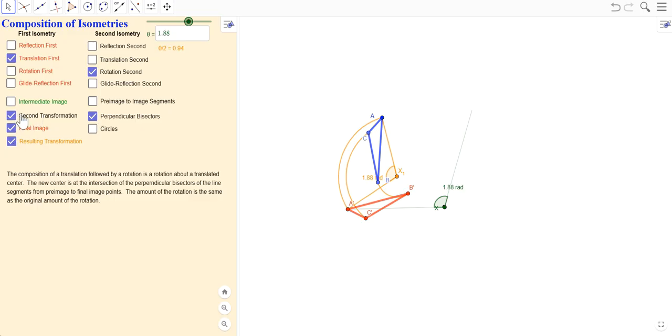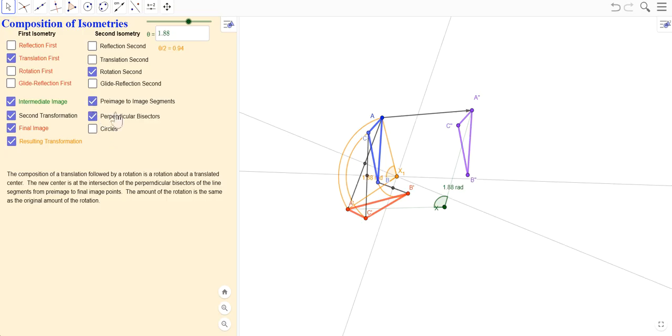And let's look again. And the center has been moved a little bit. But the center can be found once again by taking the pre-image to the final image, finding the midpoints, doing their perpendicular bisectors. That will go through the new center.